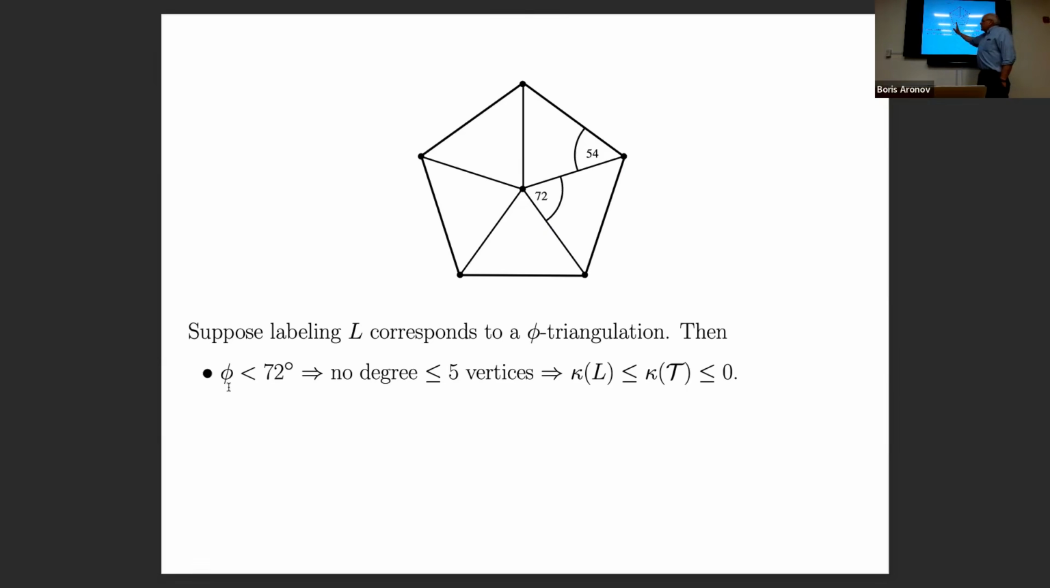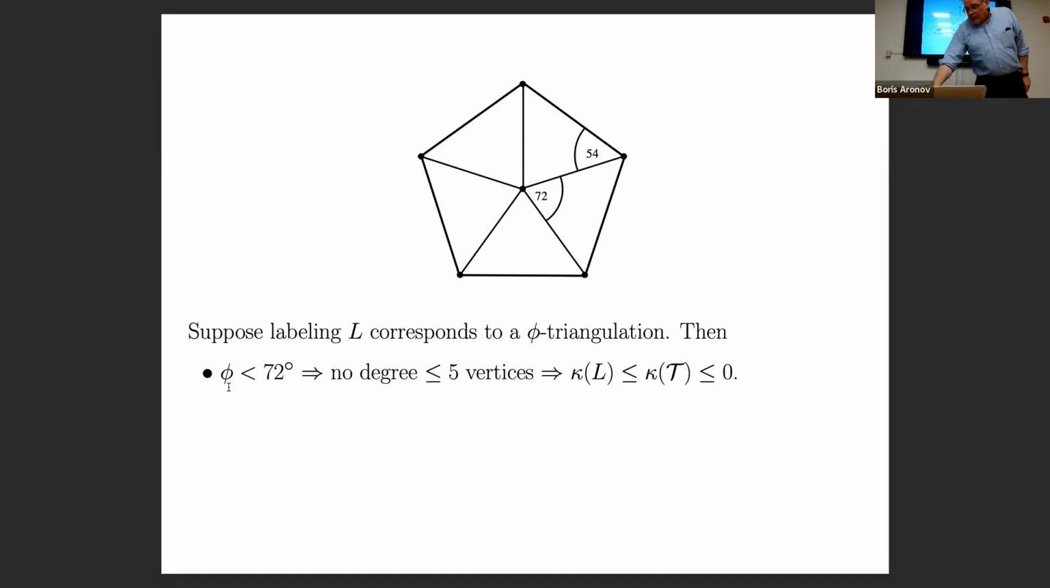Suppose that instead of being less than 90, all the angles are less than 72. That means there can't be a degree 5 vertex in the interior. At a degree 5 vertex, there's at least one angle which is equal to 72 or bigger. So as soon as the angles are small, there's no degree 5 vertices, and in this sum of the interior curvatures there's no positive terms anymore. They're all 0 or negative. And so the interior curvature has to be less or equal to 0. And because it's acute, 72 is less than 90, the labeling has to be less than 0. So not only does there have to be a labeling that meets these inequalities, but you have to have the curvature of that to be 0.